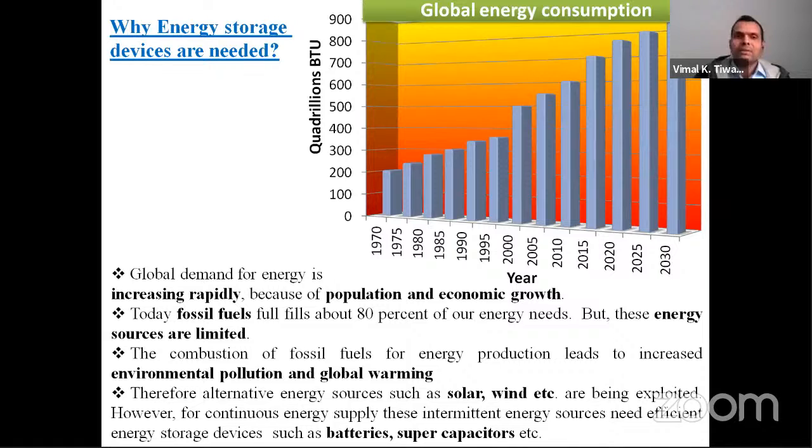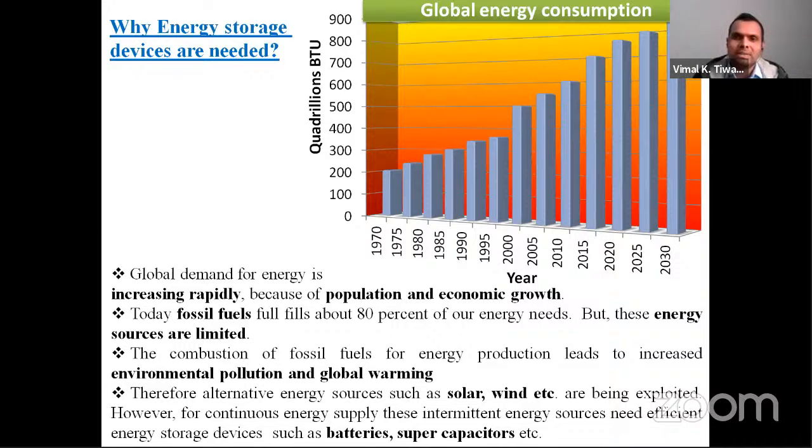As we know, day by day energy consumption is increasing because of population and economic growth, and we are using many portable and movable devices. The fossil fuels are limited, and at this time 80% of our energy need is fulfilled by fossil fuels, but in a few years they will finish, and we need more alternative energy sources. Many researchers are working on solar energy, wind energy, and nuclear energy as energy sources. But solar or wind energy cannot be produced continuously, not at night or if there is no wind.